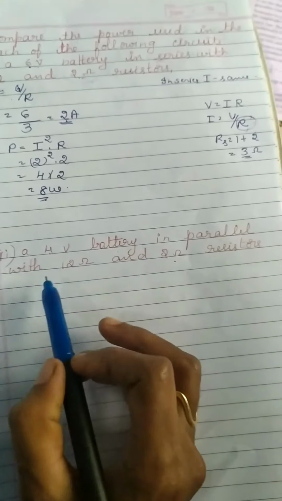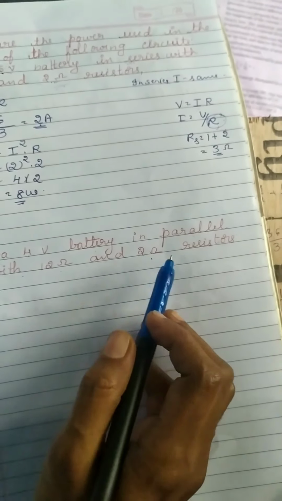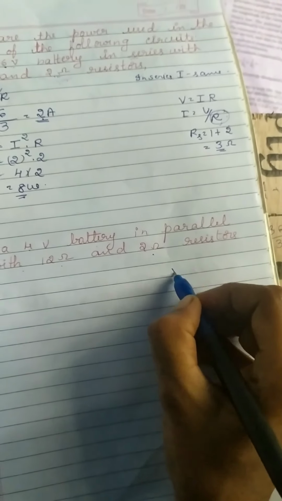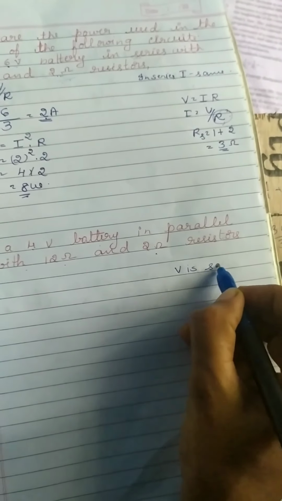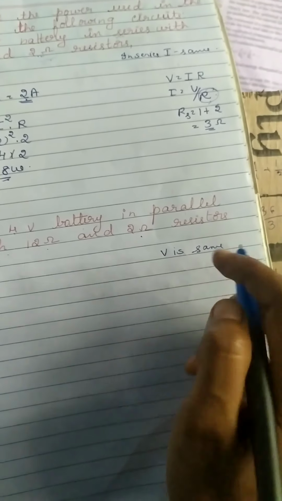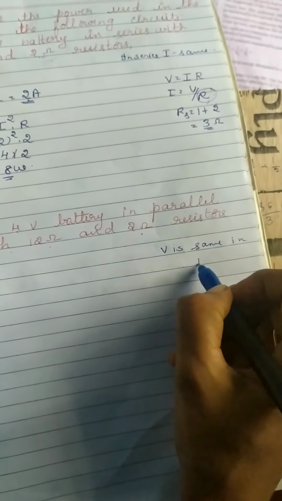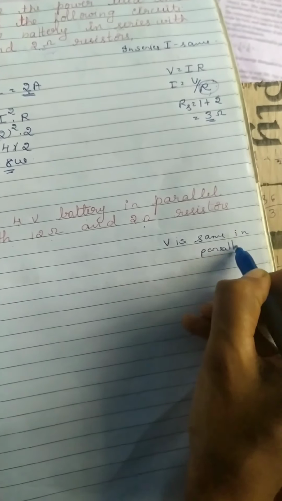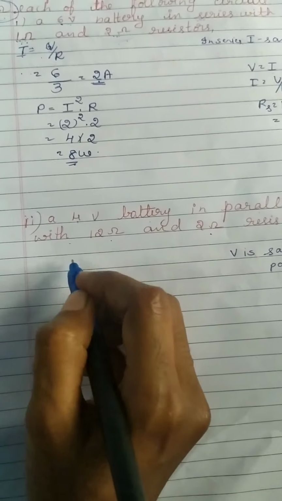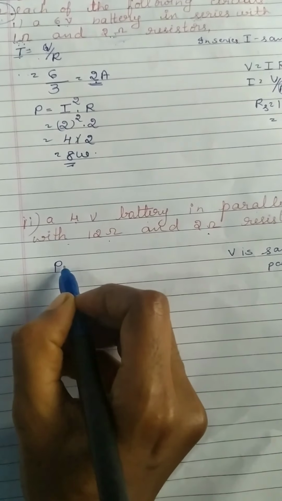Now the second question, that is the same thing, power at the 2 ohm resistor when a 4 volt battery is in parallel with 12 ohm and 2 ohm resistors. So in parallel what remains the same? Voltage is the same, right? Voltage across the resistors is the same. V is the same in a parallel connection. Remember this.